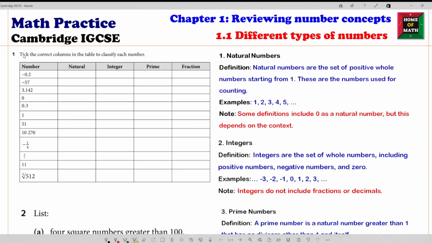Question 1. Tick the correct columns in the table to classify each number.